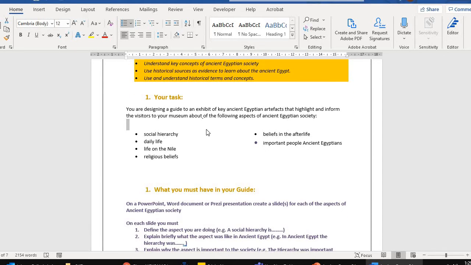So the first part of your task, you are designing a guide to an exhibit of key ancient Egyptian artifacts that highlight and inform the visitors of your museum about the following aspects of Egyptian society. So you've got social hierarchy, daily life, life on the Nile, religious beliefs, beliefs in the afterlife, and important people, important ancient Egyptians.